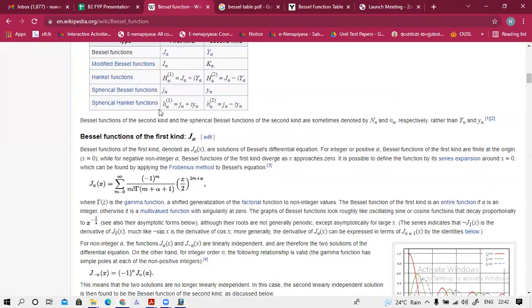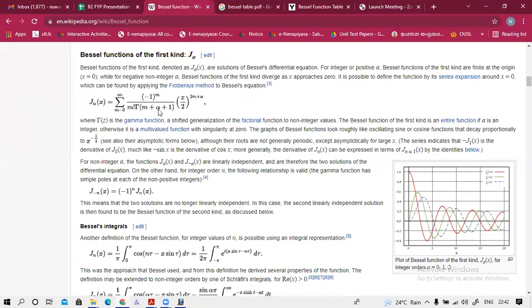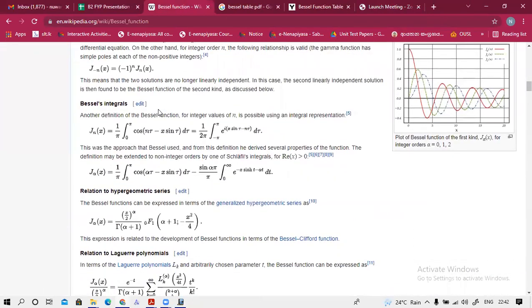This one is another definition, but it is an important one. Actually, we are using this definition for our derivation. You can see that this is the Bessel function of n and x, so two variables are there, n and x.